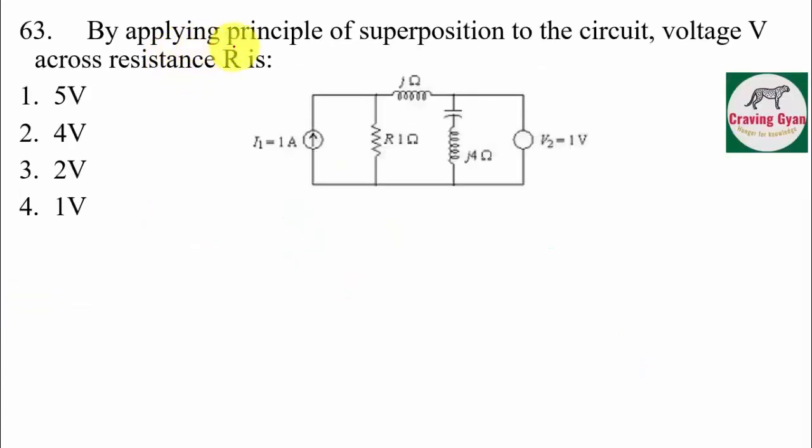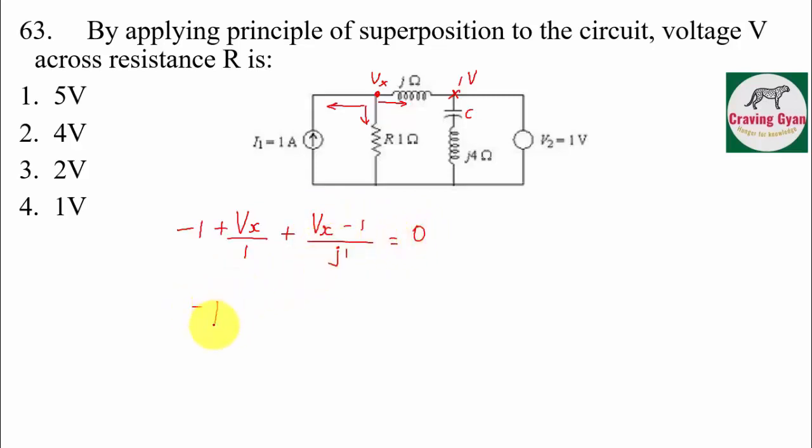Next question, by applying the principle of superposition to the circuit, the voltage across resistance R they are asking. This voltage source V2 is connected in parallel with respect to C plus J4, so this voltage corresponds to 1 volt. Apply nodal analysis over here. Call this node Vx. I will be assuming all the currents are leaving. The left current is -1, plus the bottom current is Vx minus 0 divided by 1, plus the right side current is Vx minus 1 divided by J1. Impedance is J1, right? Which is equal to 0.